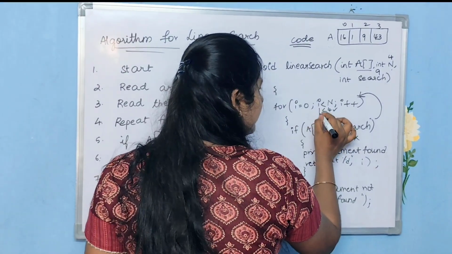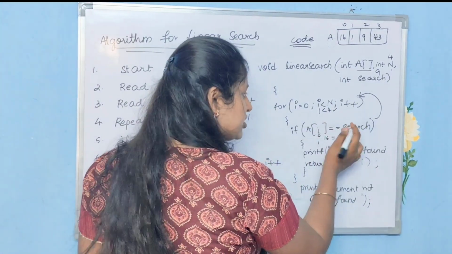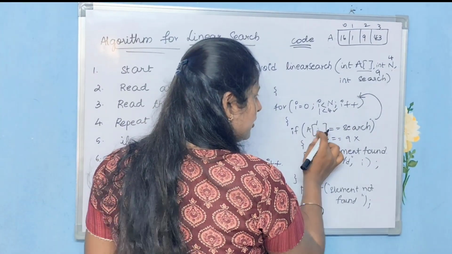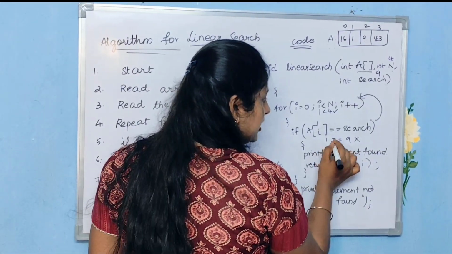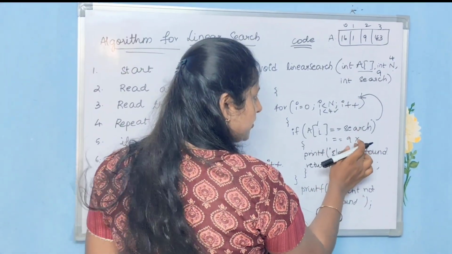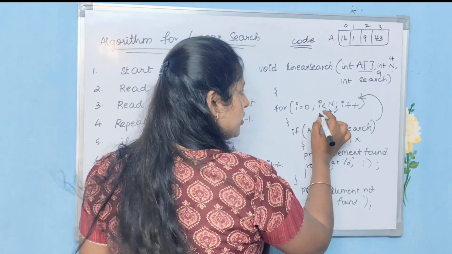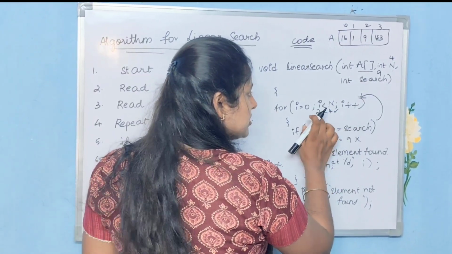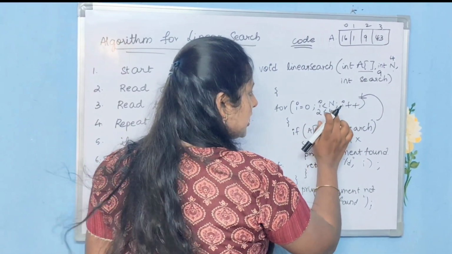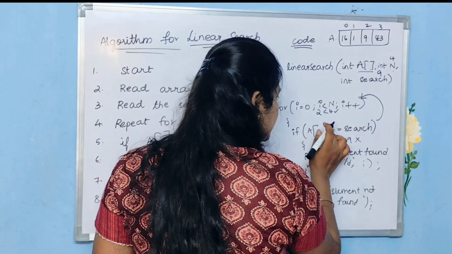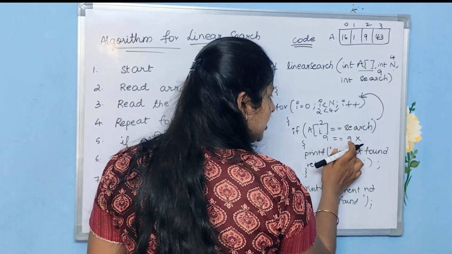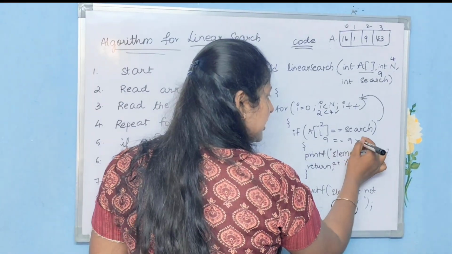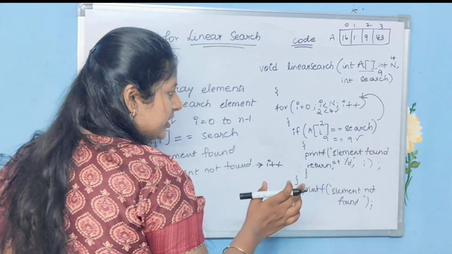i became 1. Is 1 less than 4? Again condition is true. So what is there in A of i? That is A of 1. So 1 is there. Is 1 equal to 9? Again condition is false. Again I increment. So i became 2 right now. Is 2 less than 4? This condition is true. So what is there in A of 2? 9. Is 9 equal to 9? Condition true.